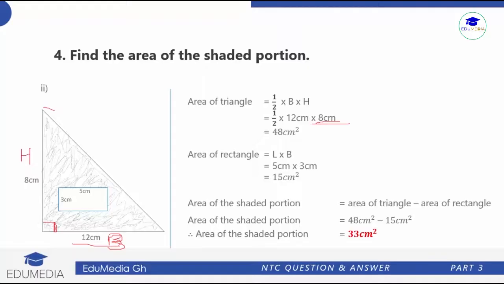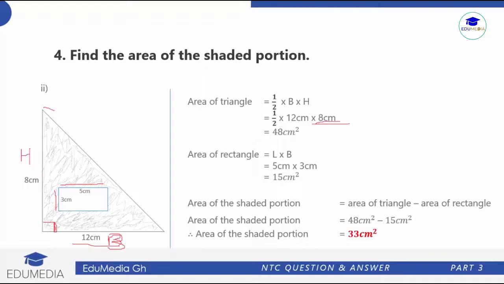Now the area of the rectangle that we're going to look for is length times breadth. We saw that also in the previous question. The length here is 5 centimeters, and the breadth here is 3 centimeters. So it's going to be 5 centimeters times 3 centimeters. Putting that together, we get 15 centimeters squared as the area of the rectangle.